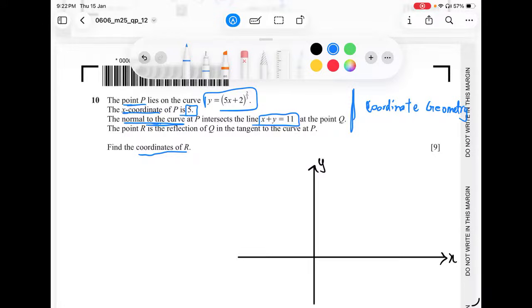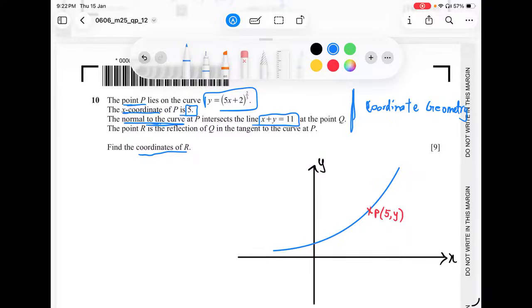So the point P lies on a curve. So let's say this is your curve. So that's your curve over there. And the x coordinate of it is going to be 5. So let's say this is going to be P (5, y).